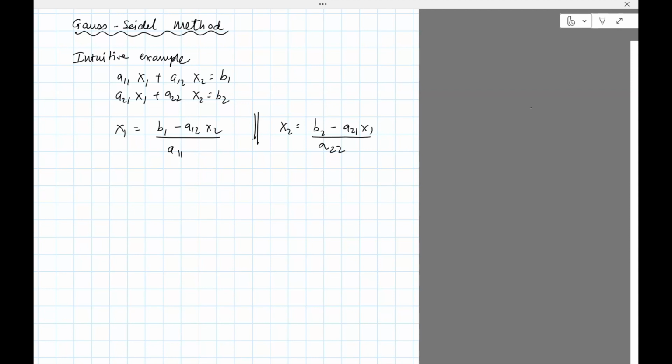Okay, now this is how you will start. You'll assume some value for x1, x2. That would be your first guess. So that 0 as a superscript indicates that's your iteration 0. Now we'll compute the value for x1 iteration 1. We use b1 minus a12 x2 iteration 0, divided by a11. So this comes straight from this equation.